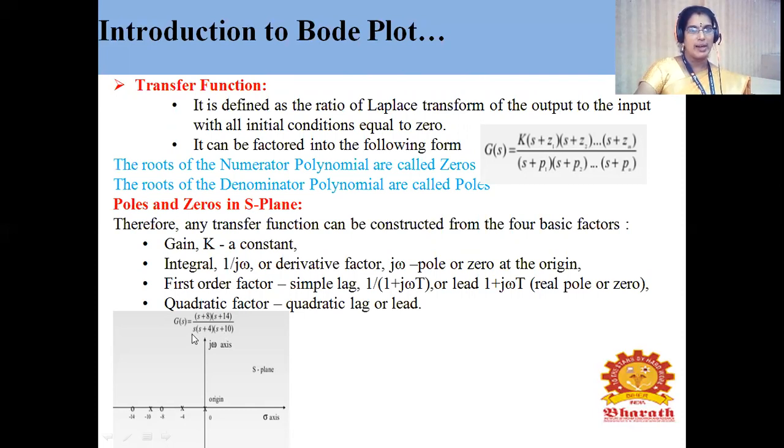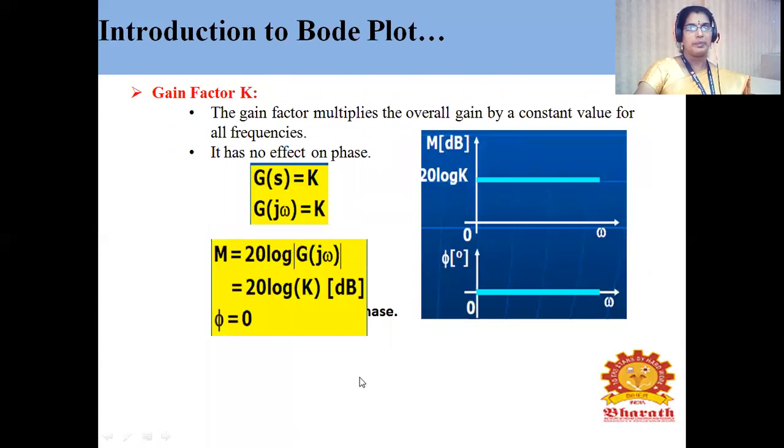Similarly, poles: for the S factor, S is equal to 0, the second factor is S equal to minus 4, and the third factor is S equal to minus 10. So 0, then minus 4, then minus 10. These are represented with a cross mark. This is the origin, and the axes are drawn between the j omega axis versus the real axis, that is, the imaginary axis and the real axis. According to the given transfer function, we are going to mark the poles and zeros of the given transfer function.